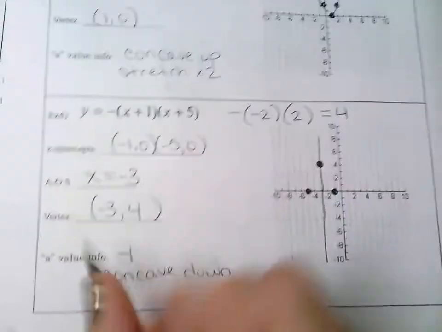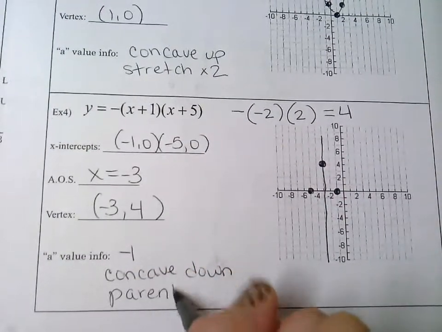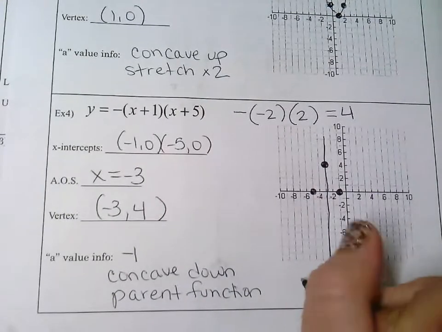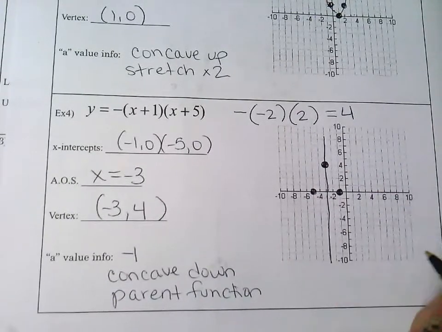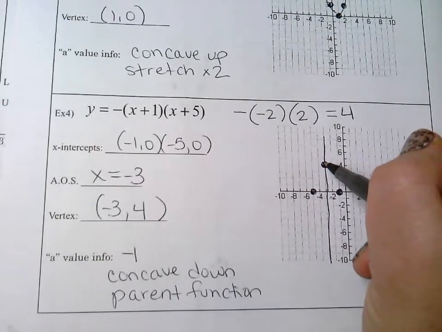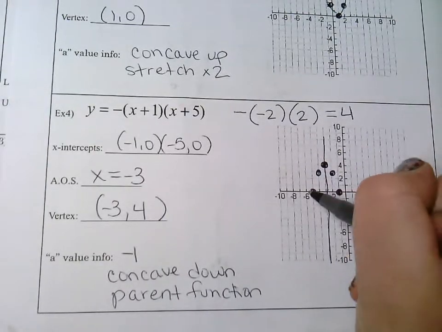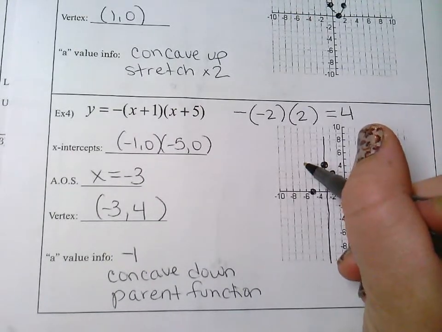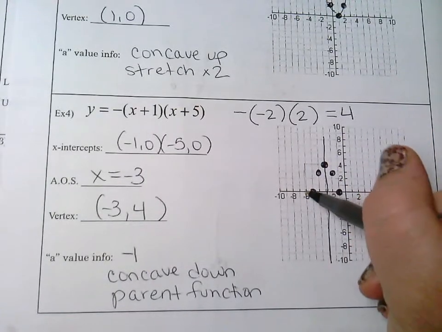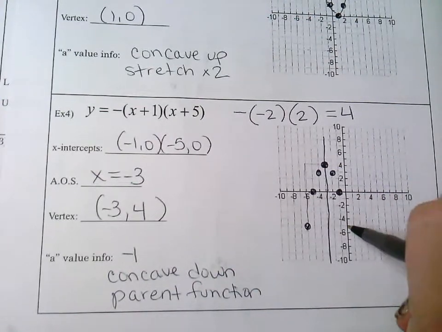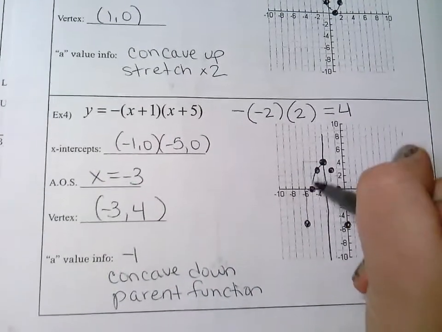Concave down, I forgot to say that it's the parent function, right? So over 1 up 1, over 2 up 4, over 3 up 9, except I'm going down. Over 1, down 1, over 2, down 4, over 3, down 9. There we go.